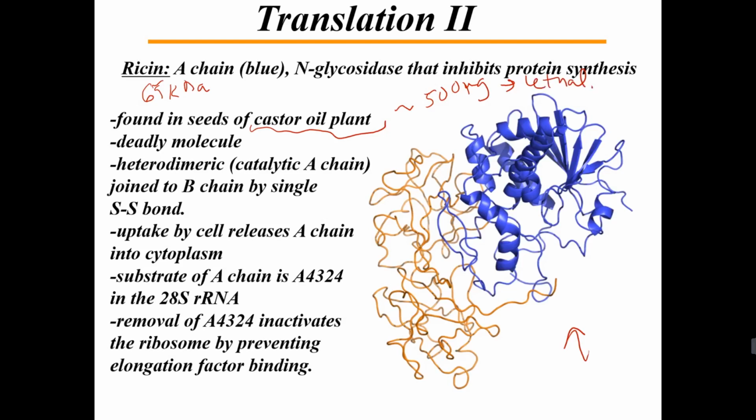Its structure, as you can see, is heterodimeric in nature. There's a catalytic A chain, so this is the A chain depicted in here in blue, and joined together with a B chain by a single disulfide bond. So we've got a single disulfide bond connecting these two subunits. Okay, the heterodimeric protein is composed of a catalytic A chain, which is responsible for N-glycosidase activity. So basically it will cleave the N-glycosidic bond.